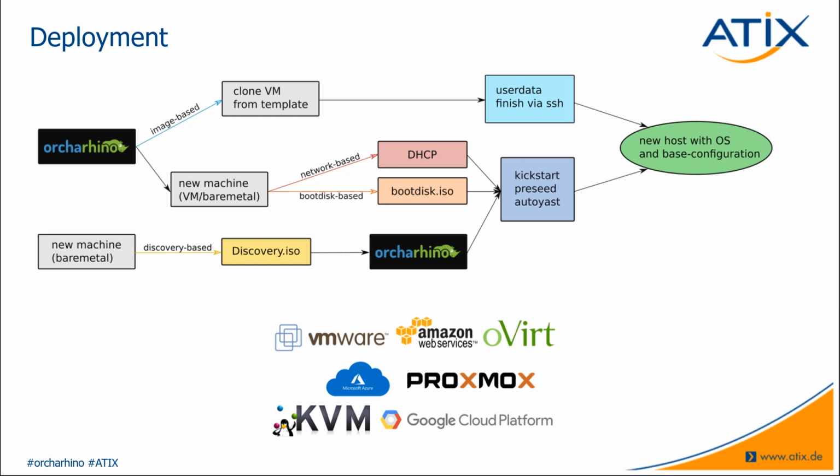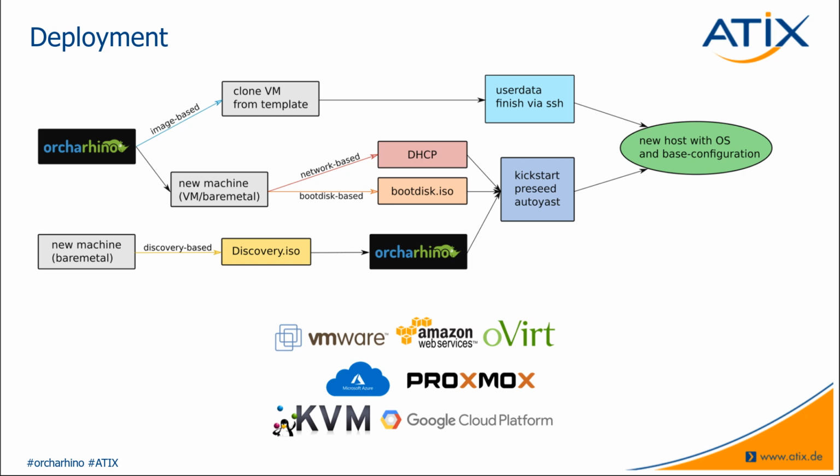So we attach a bootdisk ISO to our server. The server boots from its ISO file, which contains the necessary network information, and then the server comes online. Once the server is online, the provisioning templates are run. In case of Red Hat servers, this is a Kickstart template. In case of Debian Ubuntu, it's a preseed. And in case of SUSE, it's an AutoYaST template. Once all the commands have run through, we again have a new host with an operating system and base configuration.